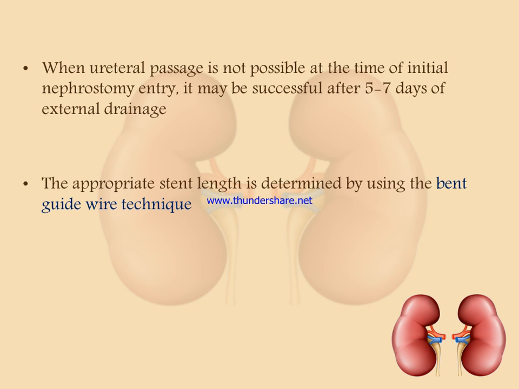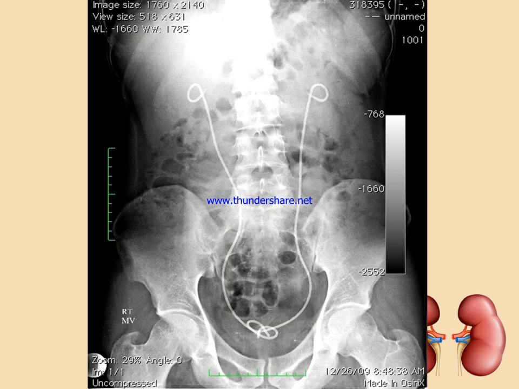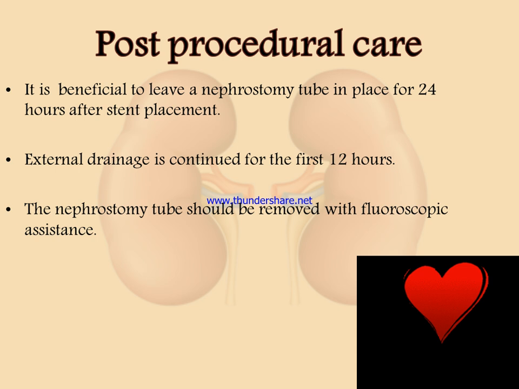The appropriate stent length is determined by using the bent guide wire technique. These are the images of the bent guide wire technique procedure. These are the images for ureteric stenting.